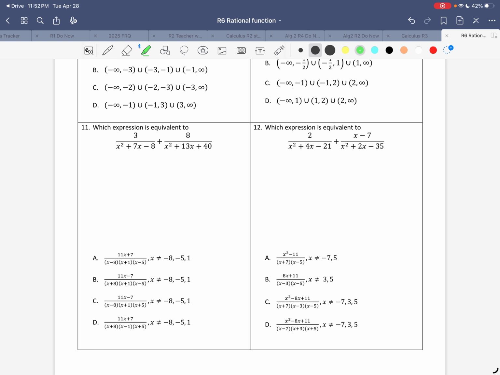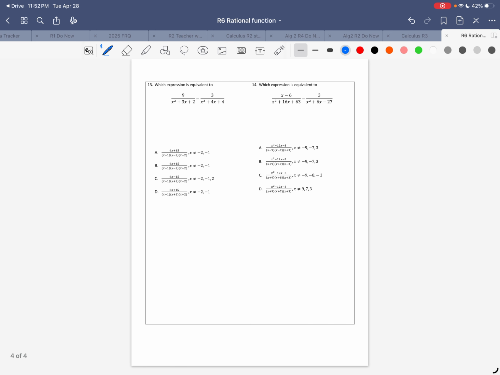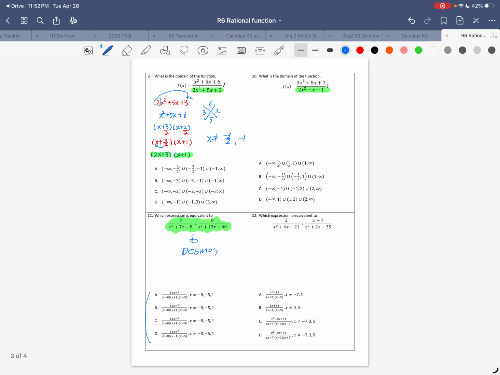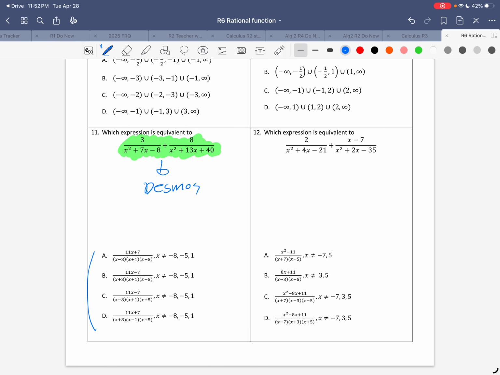Question number 11 and 12. Which expression is equivalent to this? Well, same thing. As soon as you see something that says equivalent to something else, you put this one into decimals as it is, and you put this one into decimals and see which one matches. And so are these two questions. Those are very easy questions, all right? I don't think I really have to go over this because that's just going to be wasting your time. Although, try this one by yourself, and if you have any questions, let me know.